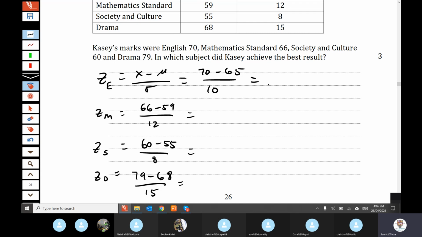This is on the other ones. 0.583. So 0.5, 0.583. The society and culture is 0.625. And drama is 0.73.